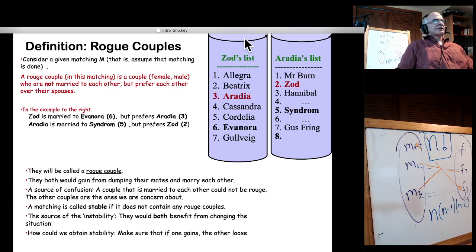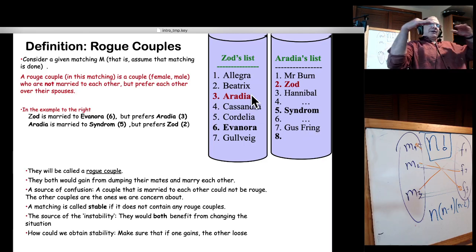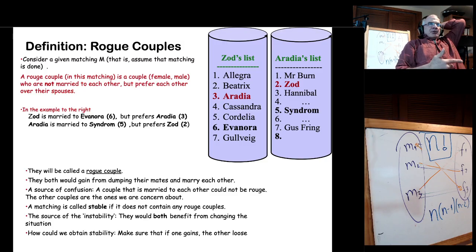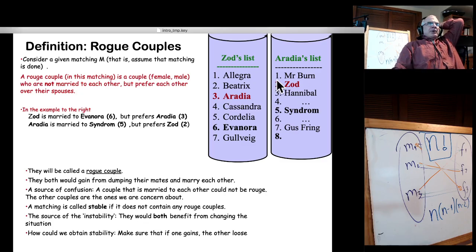They start talking to each other, and they realize that both of them prefer each other over their spouses. Zod prefers Aradia over his wife, Vanora. Aradia prefers Zod over her husband, Syndrome. Why is there an instability in the system? Because if they dump their mates and marry each other, both of them will upgrade. Both will marry somebody they prefer more compared to their current spouses. So they both have an incentive to change this marriage. They are a rogue couple. We made something wrong in creating the matching, because this couple will be unstable.